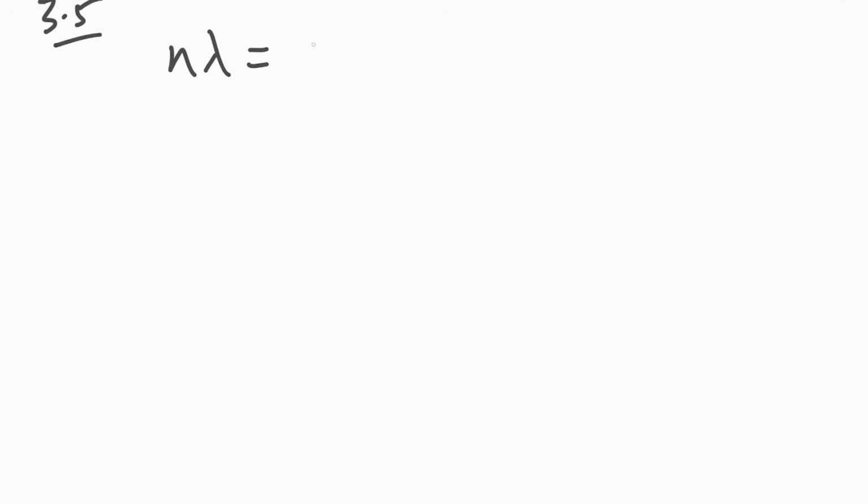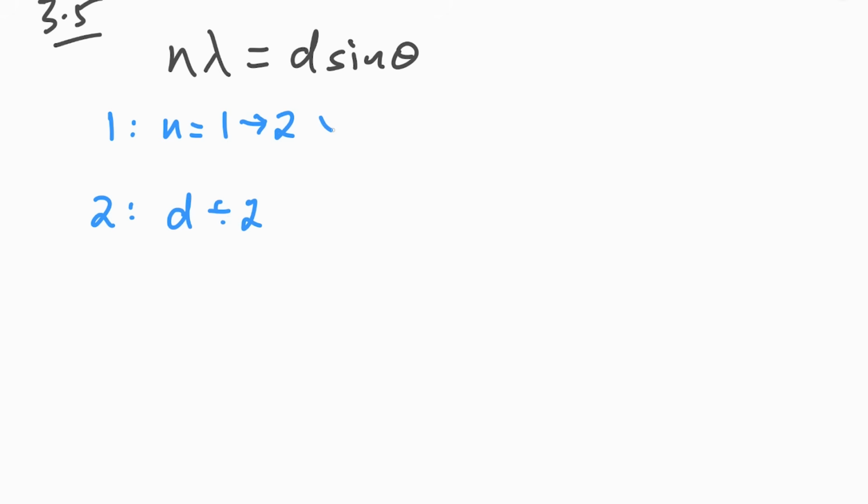So n lambda is equal to d sine theta. Option 1, we're saying using 2 instead of 1, so n equals 1 to 2. Option 2, I wish they would have gone with option A and B, but whatever. Now we're going with 2g lines per meter, and so that means d is halving, all right? So d is halving, and n is multiplying by 2.